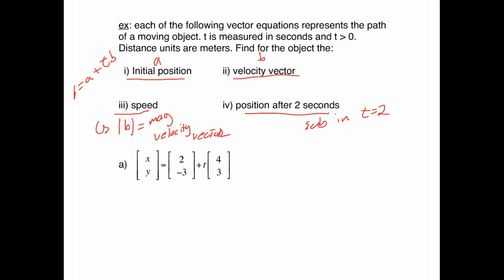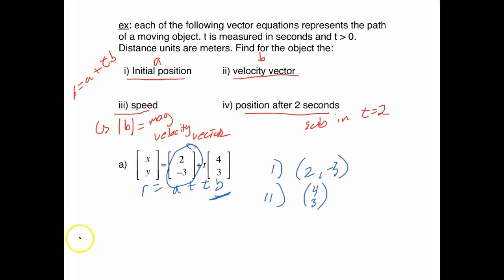So here, for example, this is in a vector equation form, where it says R equals A plus TB. So for question 1, initial position, that's just this part. Initial position is the point (2,-3). Notice I wrote it as a point, now it's a vector. For the second question, velocity vector, well, that's this thing. So my velocity vector, now it's a vector, I'm going to write it as a vector in that cool, slick, vertical format: (4,3). The velocity vector is just the one next to the T. Your initial position is the one by itself.